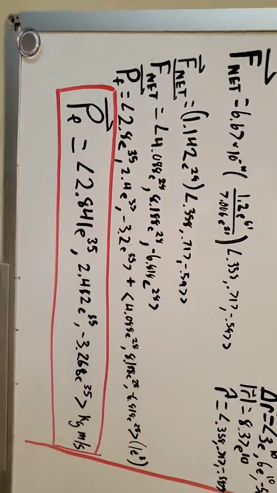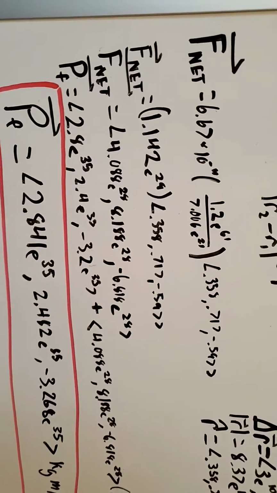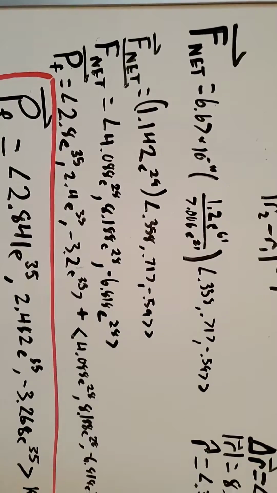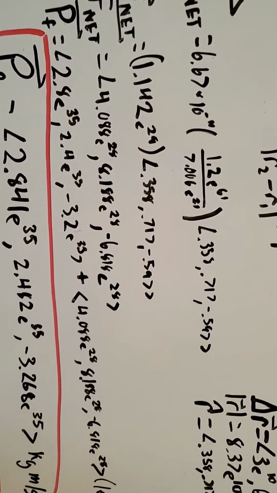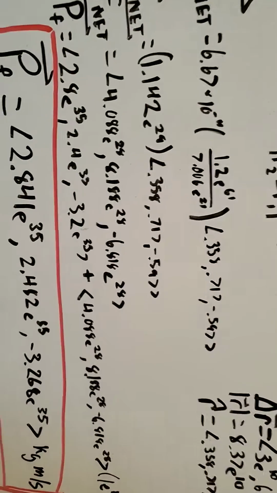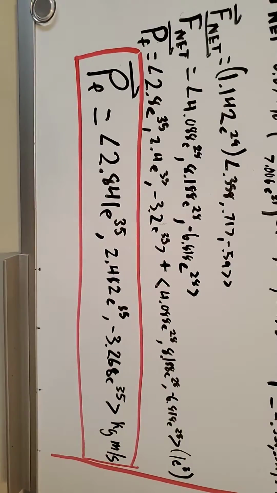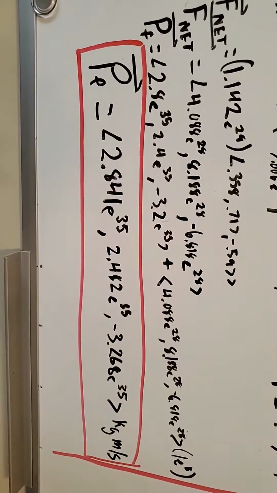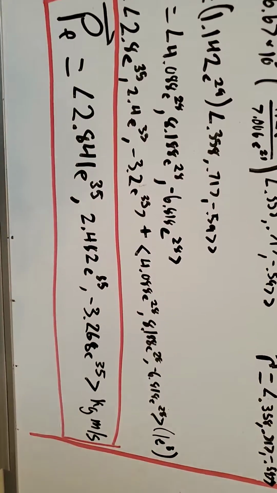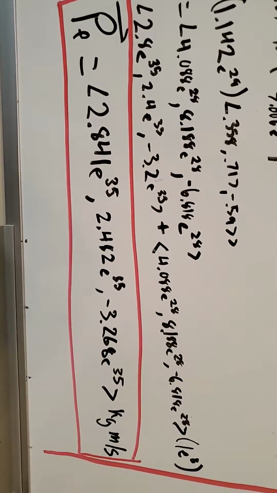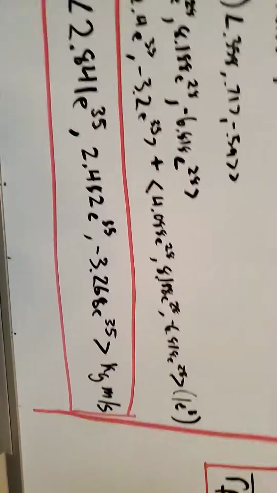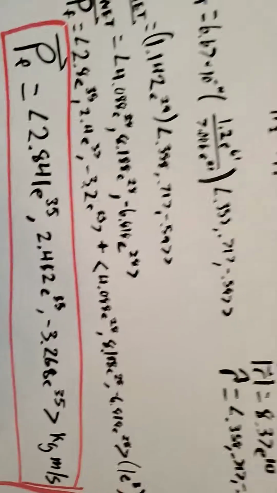Putting it back into the formula, we're going to have to add that first momentum to the net force times delta t. When plugging all that in, here's your final answer. The final momentum is going to be 2.841 times 10 to the 35th, 2.482 times 10 to the 35th, and negative 3.268 times 10 to the 35th kilogram meters per second.